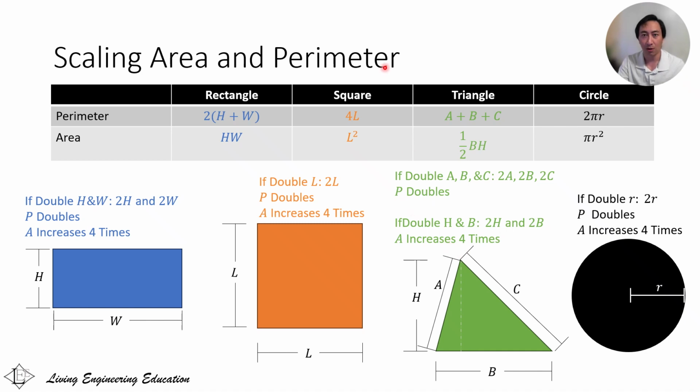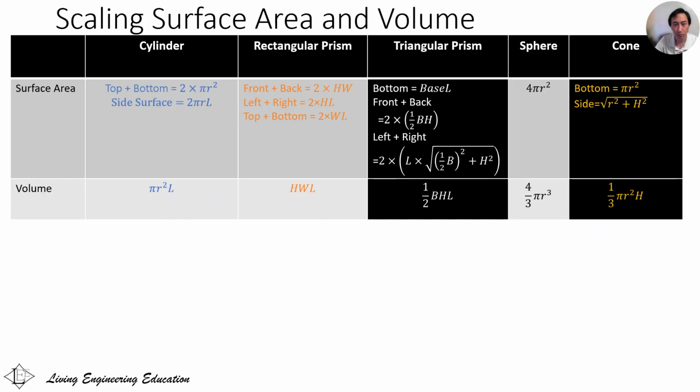So let's take a look now at 3D objects and how we affect surface area and volume. Now we can take a look at 5 different 3D objects to look at the effect of changing one length scale and how it affects the surface area and volume. All right, so we'll look at a cylinder, a rectangular prism, triangular prism, a sphere, and a cone.